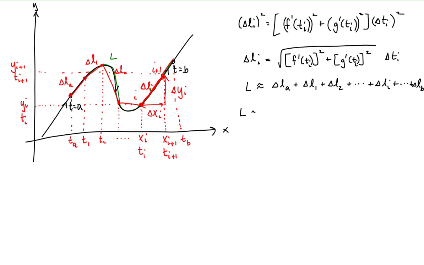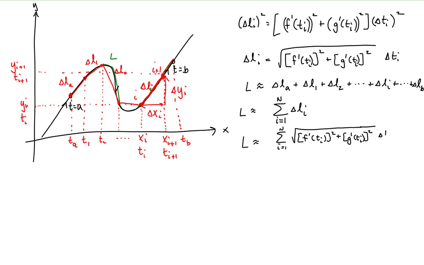But at least now we have an expression for the approximation of the length of this line as being a sum over n line segments, where those line segments are given by what we found for that first line segment, which was the square root of the sum of the squares of the derivatives of our parameterized functions with respect to t. This is a Riemann sum.